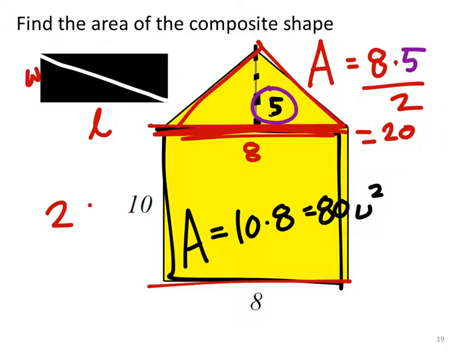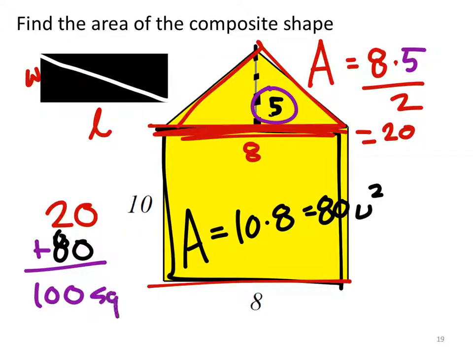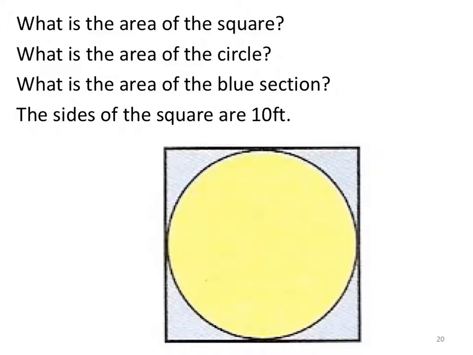Well, the triangle's 20, and the rectangle of this shape is 80. So to figure out the area of the composite shape, we're just going to add them together. 100. Well, that worked out pretty good. 100 square units if you want. That's pretty formal, though.